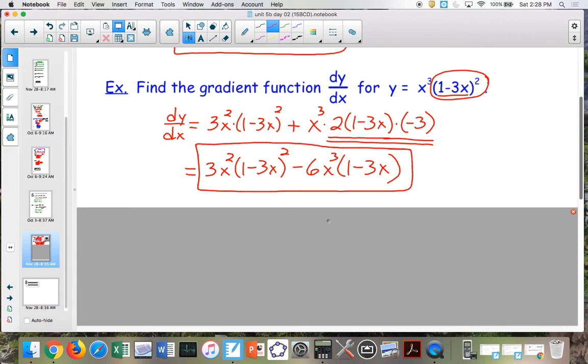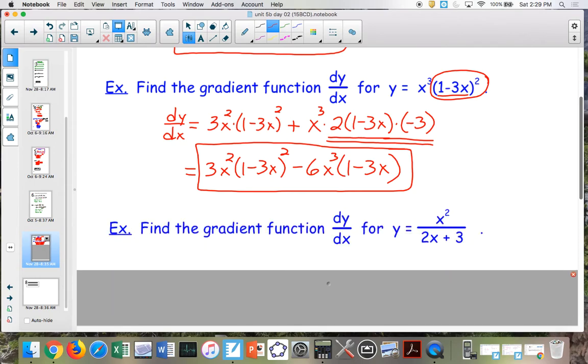I guess we could factor a 1 minus 3x out of both of those terms, but it's not going to simplify anything or cancel anything out. So that's fine, we can leave it like that. All right, let's try a quotient rule.